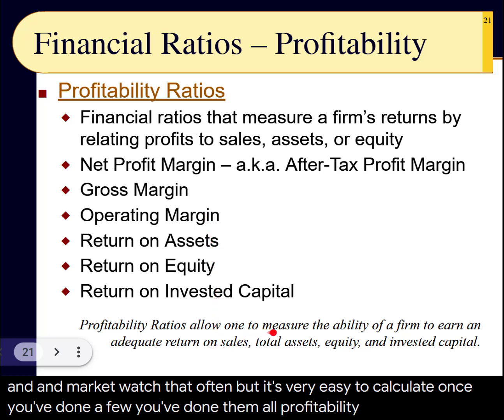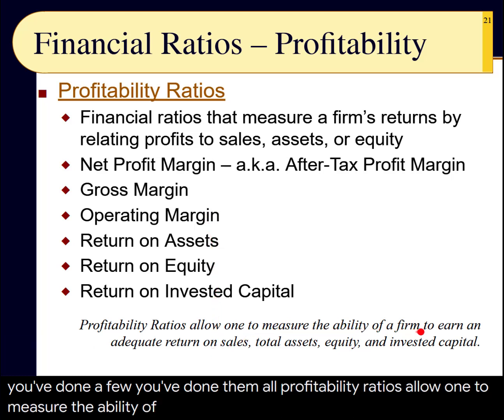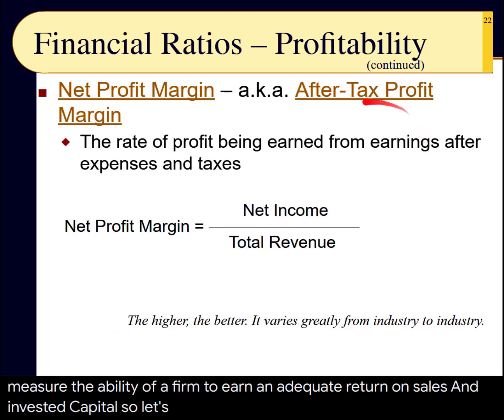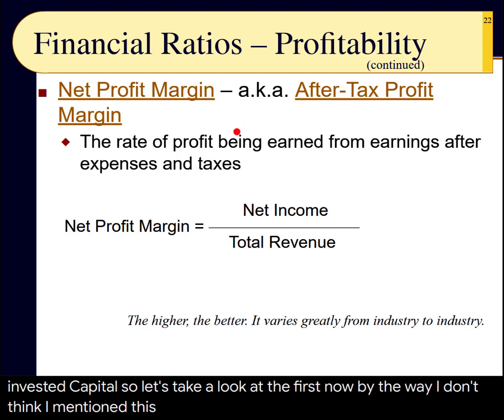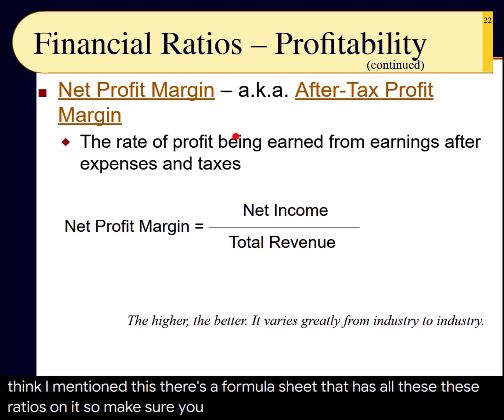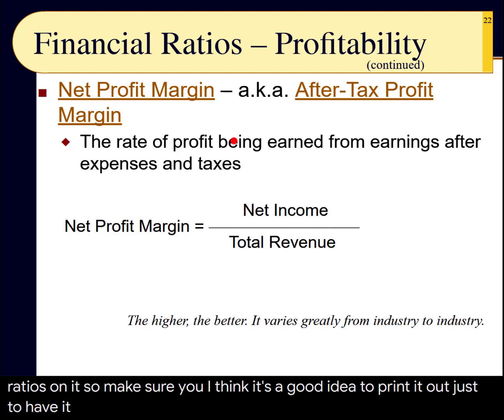Profitability ratios allow one to measure the ability of a firm to earn an adequate return on sales, total assets, equity, and invested capital. So let's take a look at the first. Now, by the way, I don't think I mentioned this. There's a formula sheet that has all these ratios on it. I think it's a good idea to print it out just to have it with you. But of course, you can just look it up.